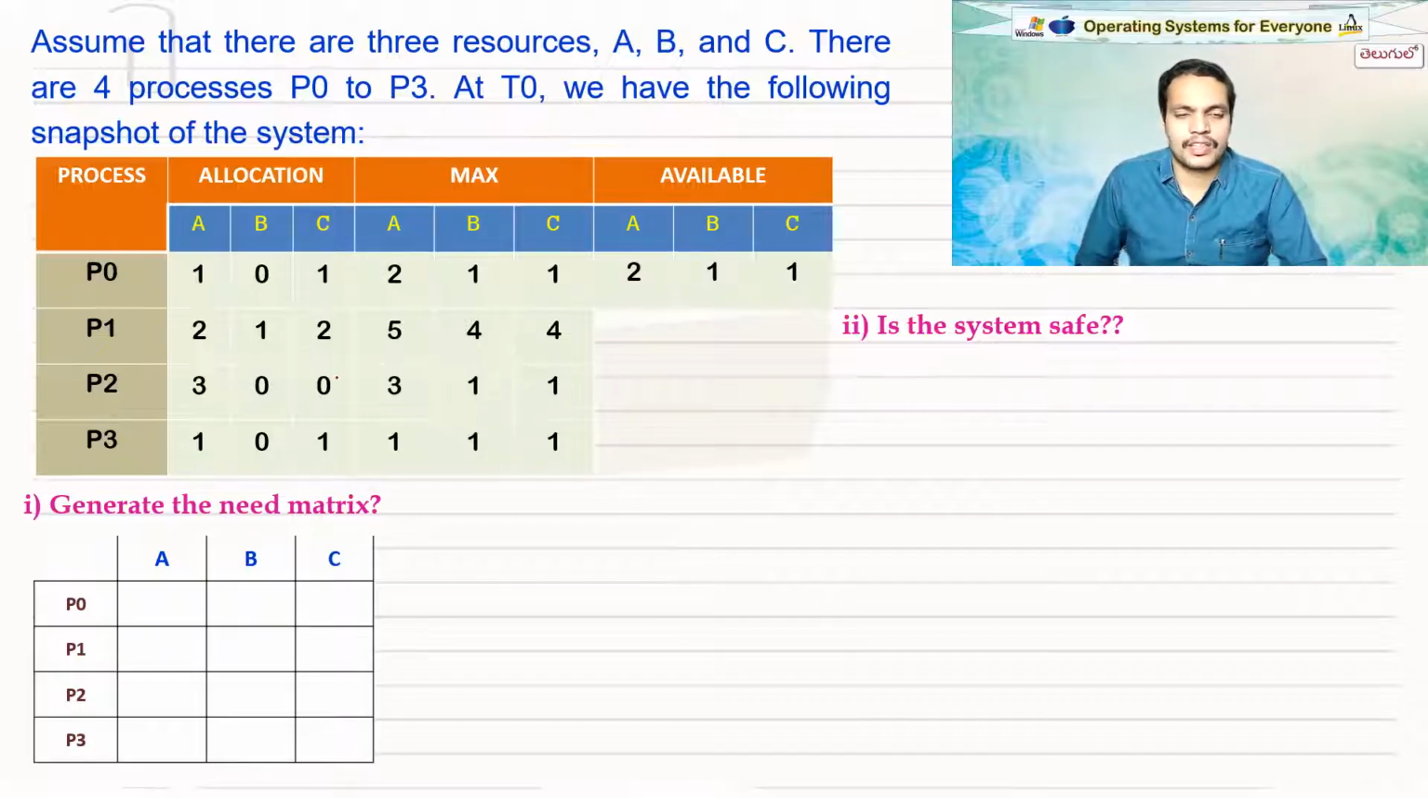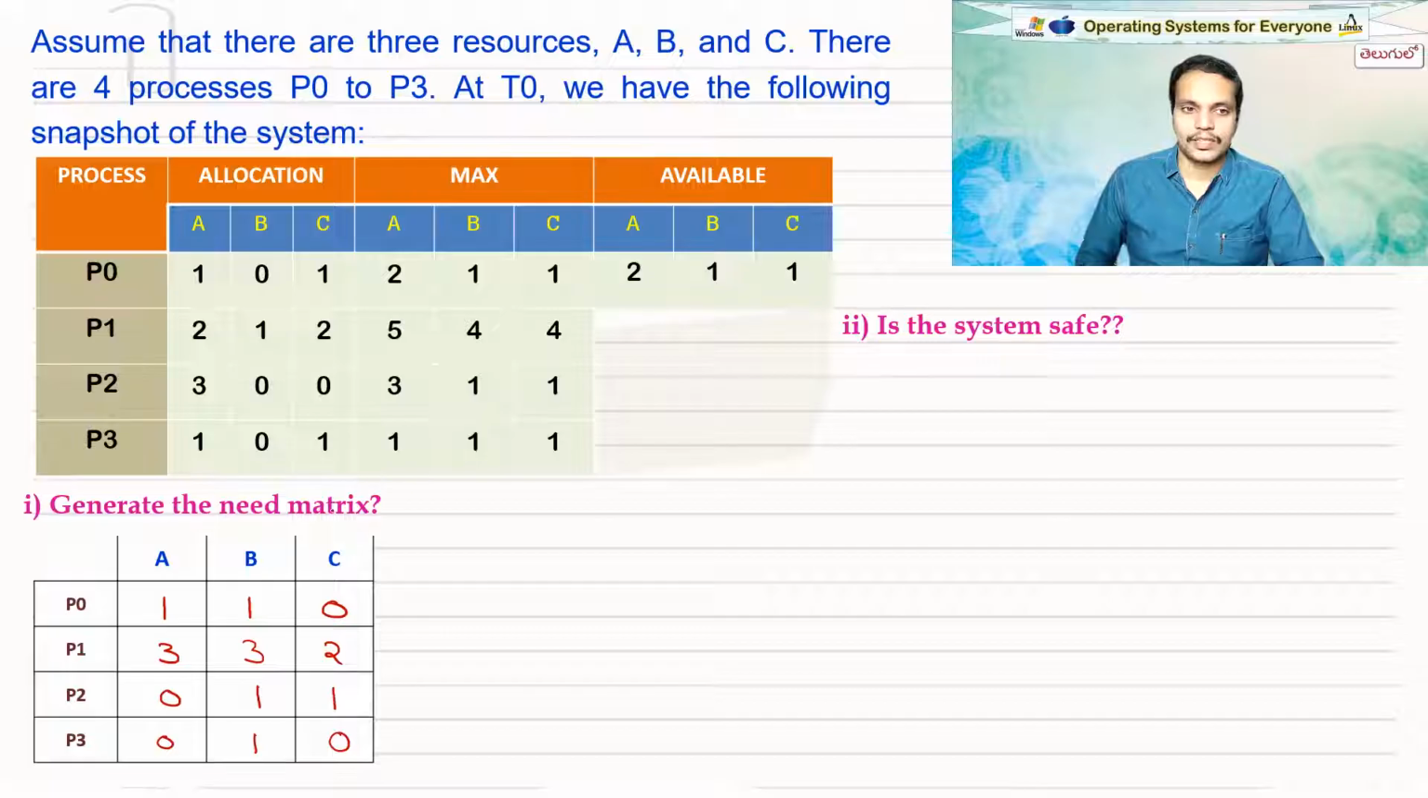Once again, need matrix is nothing but max minus allocation. So for P0, let us calculate 2 minus 1, 1 minus 0, 1 minus 1, so you get 1, 1, 0. Similarly for P1, 3, 3, and 4 minus 2 gives me 2. For P2, 3 minus 3, 0, 1, and 1. And for P3, 1 minus 1 is 0, 1 minus 0 is 1, and 1 minus 1 is 0 again.